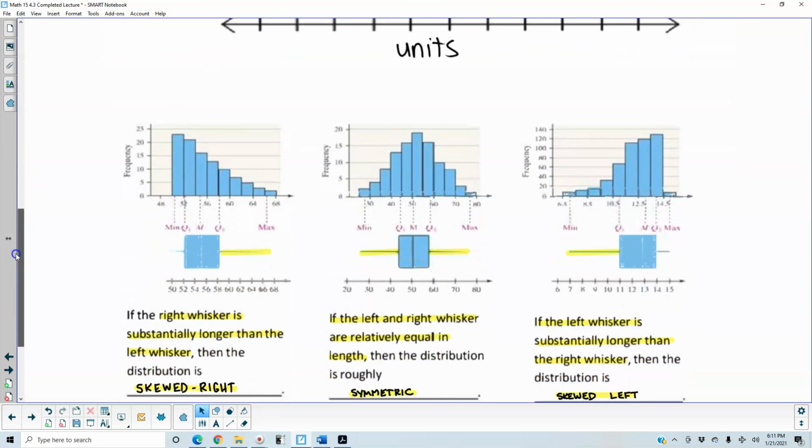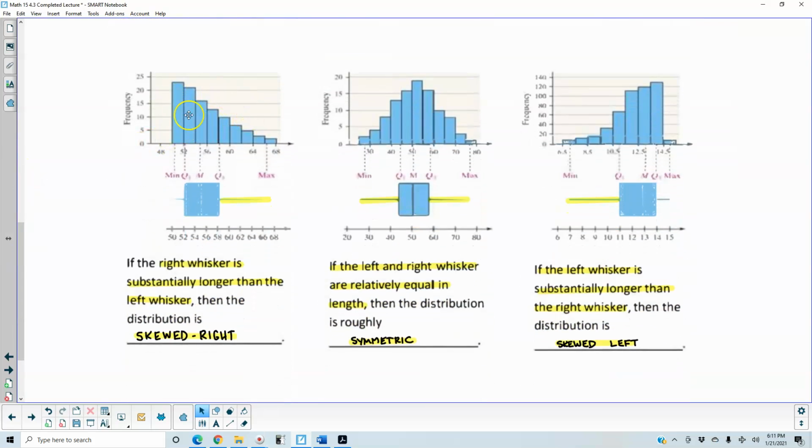Now let's take a look at a scenario here. So here is a frequency histogram, and then here is the box plot for that frequency histogram. Same thing in the middle. This is our frequency histogram, and then below that is the box plot for that. Over here is our frequency histogram, and then here's the box plot.